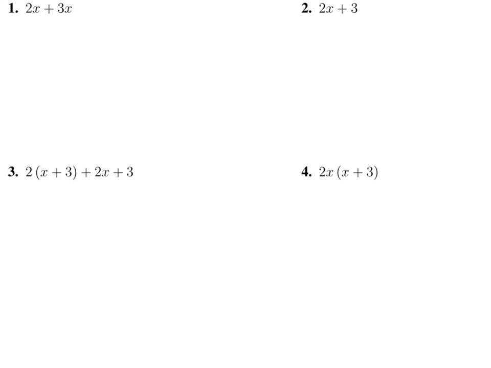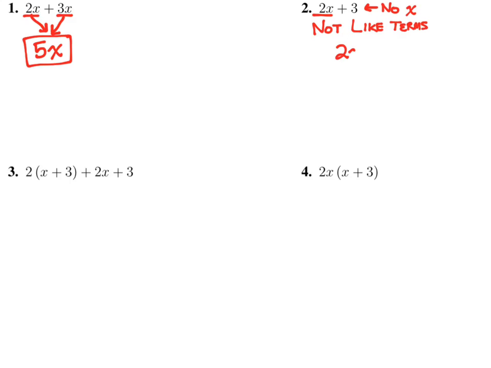I'm going to do number 1 here for you first. Now we're simplifying. So 2x plus 3x. Notice that they're like terms. It combines. 5x. Done. Bam. All right, now let's look at the next one. 2x plus 3. And 2x is great, but 3 doesn't have an x, so they're not like terms. So in terms of an answer, it's just 2x plus 3. All right, the next one.